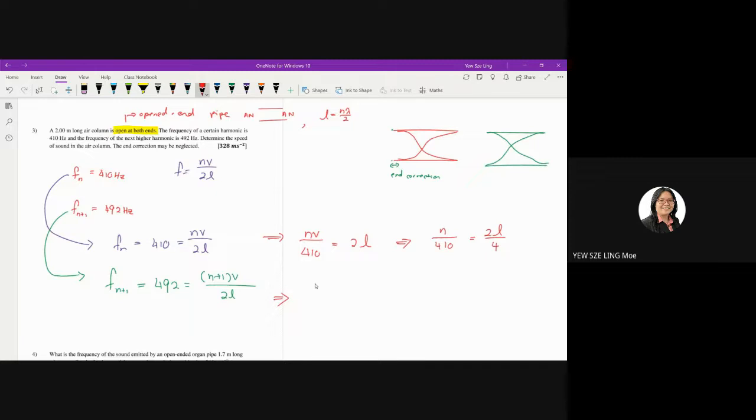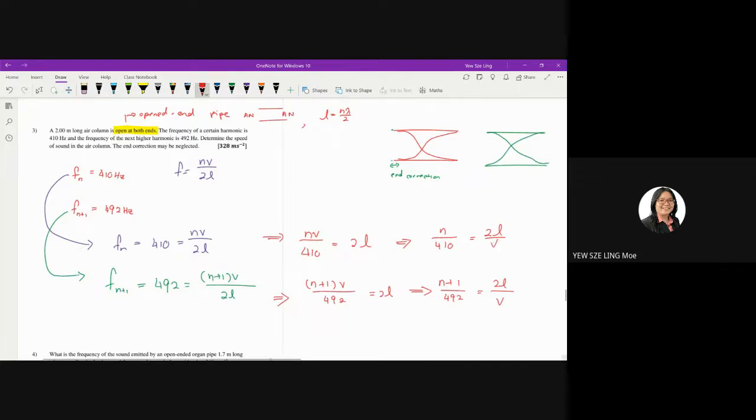Okay, for the next one. So I have (N+1)V/492 = 2L. Rearrange it one more time. I have (N+1)/492 = 2L/V. Okay, just now it should be V, not 4, sorry.